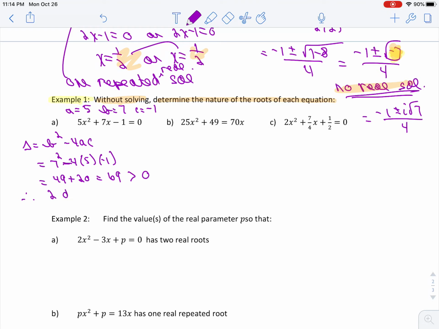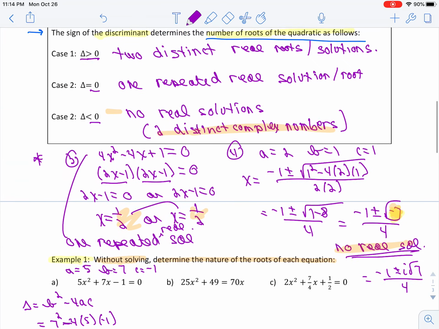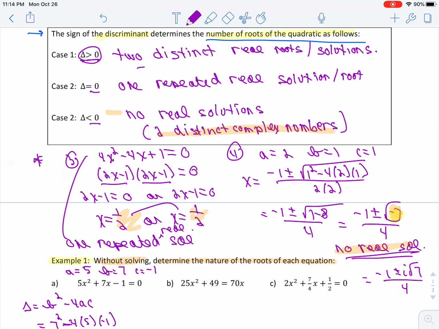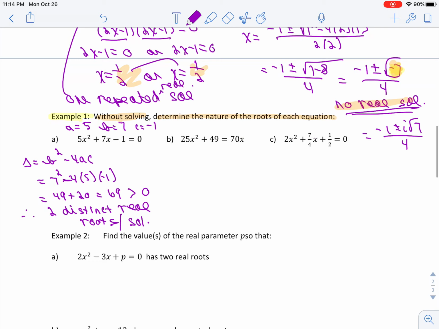So we can say, therefore, we have 2 distinct real roots or solutions. And we can see that right here. When we have the discriminant greater than 0, 2 distinct real solutions.